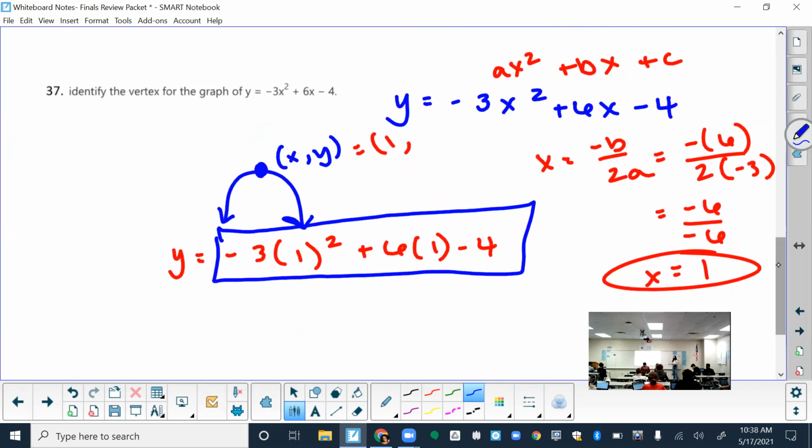Anyone get this one right? -1. All right, I'll take your word for it. So my y value is -1. Put it together. So my vertex is 1, -1. Questions about how we did that?